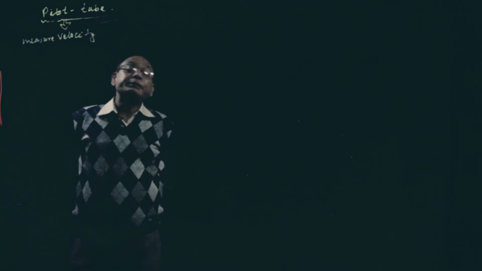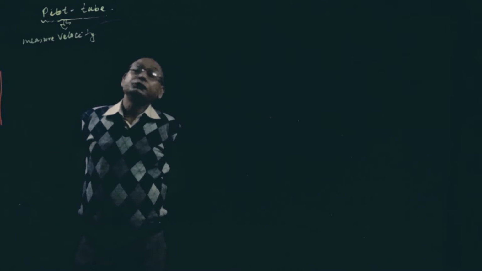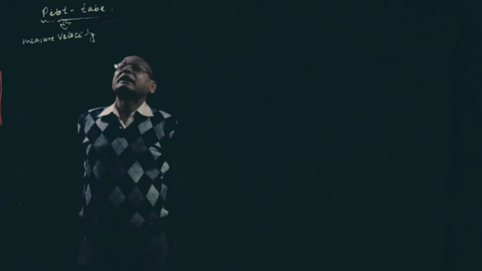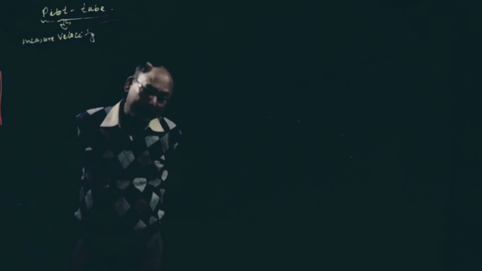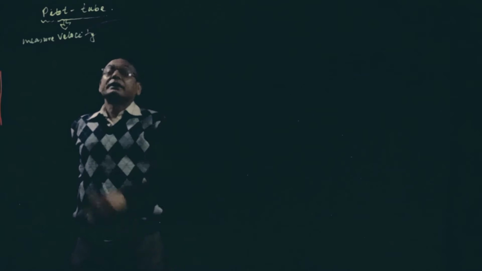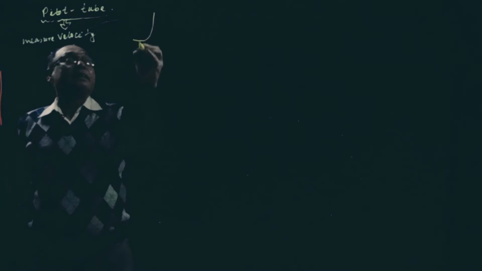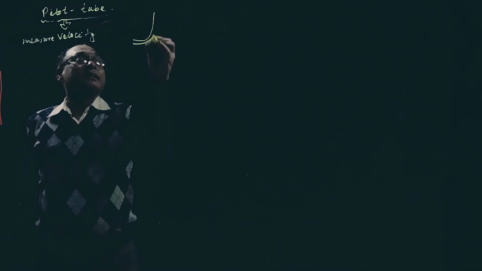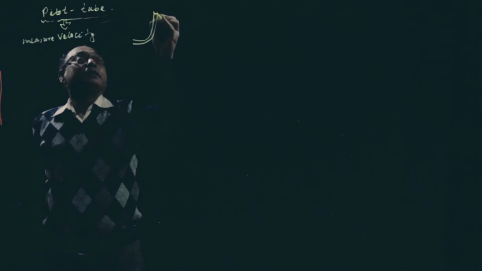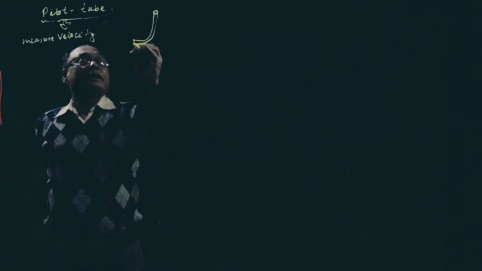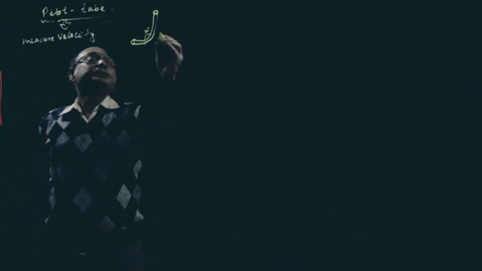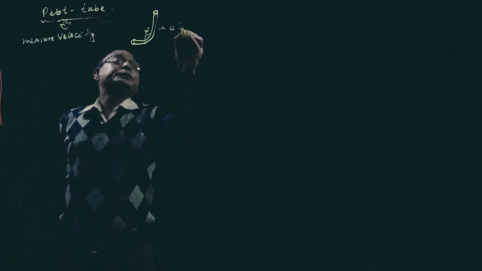That is, orifice meter and venturi meter are used to measure the discharge, whereas Pitot tube is used to measure velocity. Velocity of the fluid flowing in the pipe or in open channel. Okay, so it is simple. A tube bent at 90 degree having two ends open to the atmosphere. This is like a U tube manometer, that is simply U tube.